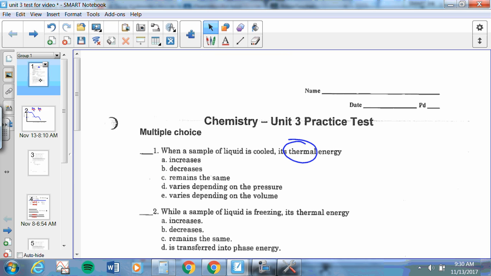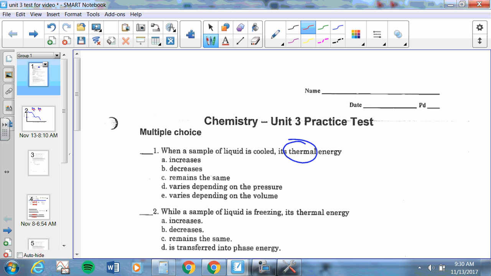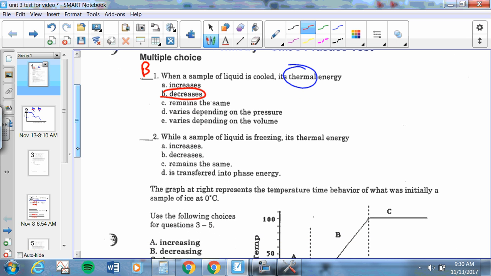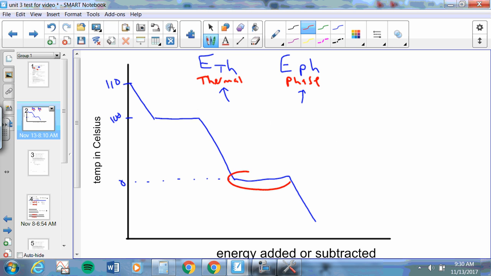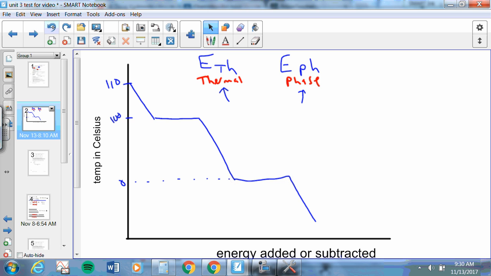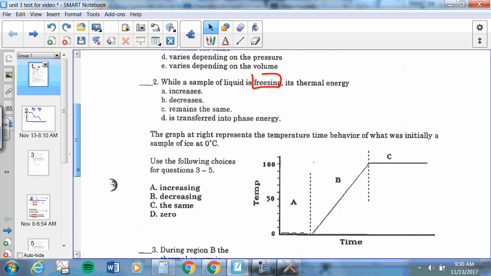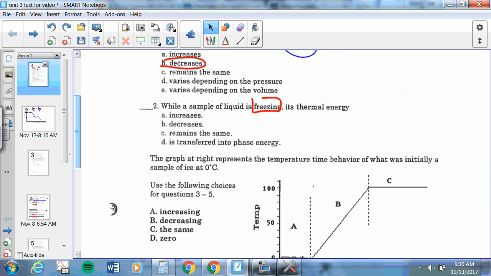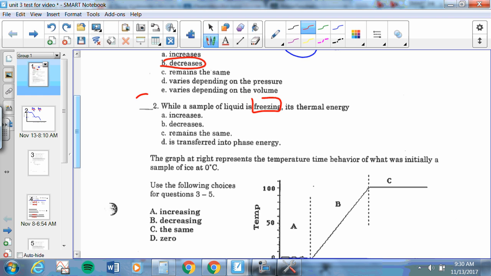So the first one says, when a sample of liquid is cooled, its thermal energy... Very obviously, if it's thermal energy, the temperature is cooling, it's going to be decreasing, B. But when a sample of liquid is freezing, that's this point right here, the freezing point, there is no change of energy. So when a sample of liquid is freezing, its thermal energy, C, remains the same.